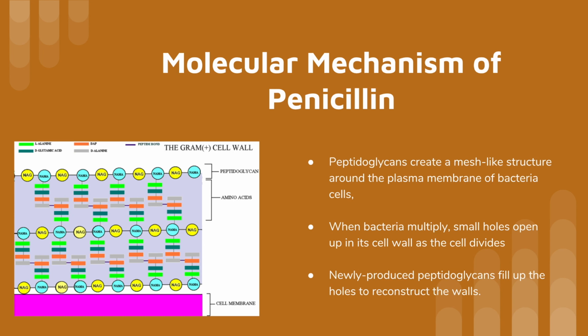So for the molecular mechanism of penicillin, as we said before, gram-positive bacteria possess a thick cell wall composed of a cellulose-like structure, a sugar polymer covalently bound to short peptide units in layers, which we said was the peptidoglycan layer. What peptidoglycans do is create a mesh-like structure around the plasma membrane of bacterial cells, which increases the strength of the cell walls. When bacteria multiply, small holes open up in the cell wall as the cell divides, with newly produced peptidoglycans filling up the holes to reconstruct the walls.